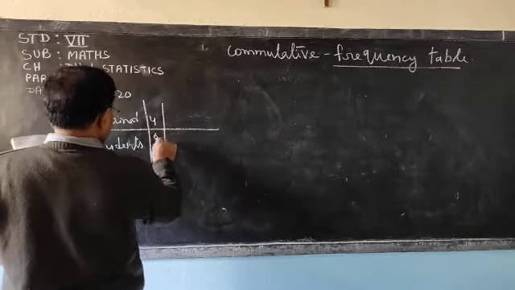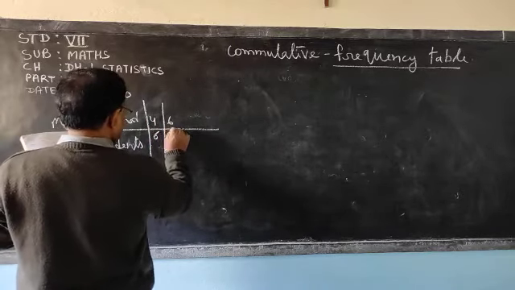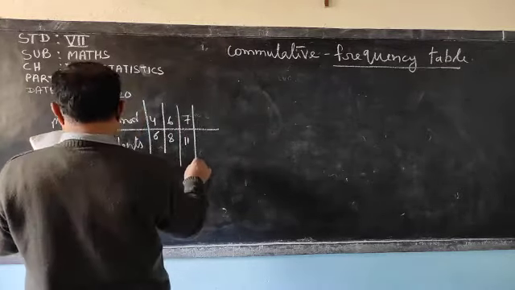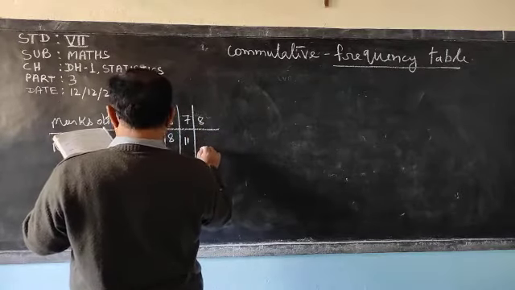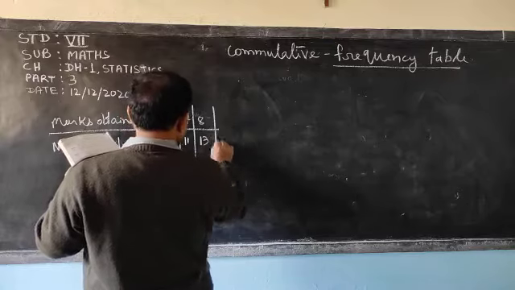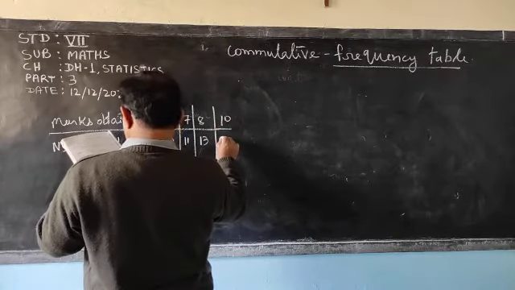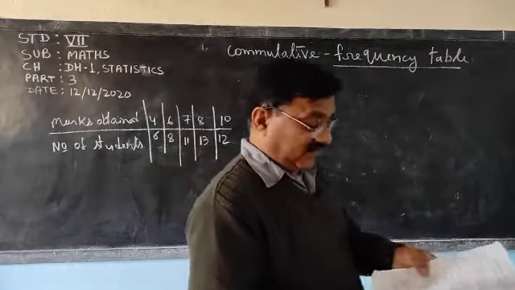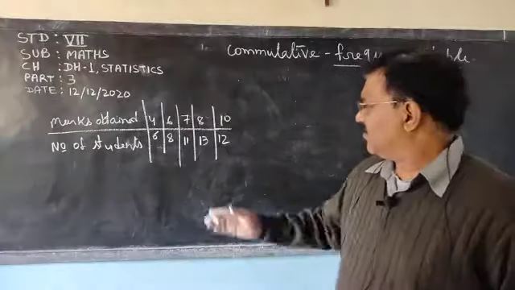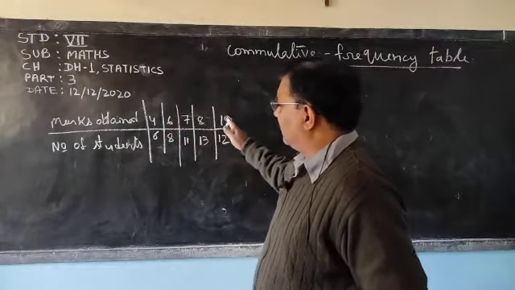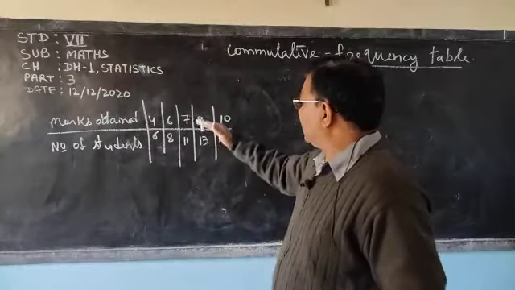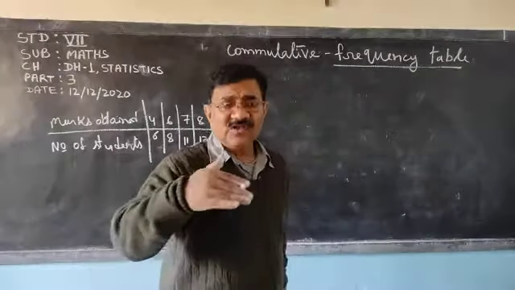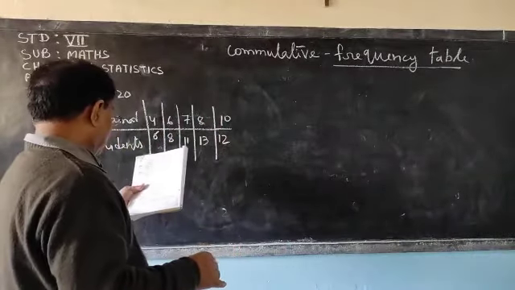See here, marks obtained and number of students. 4, then 6, 6, then 8, 7, then 11, 8, then 13, 10, then 12. See here. This data is arranged in 4, 6, 7, 8, 10. Marks obtained means the data is arranged in ascending order. Now write the data as we write in a frequency distribution table.